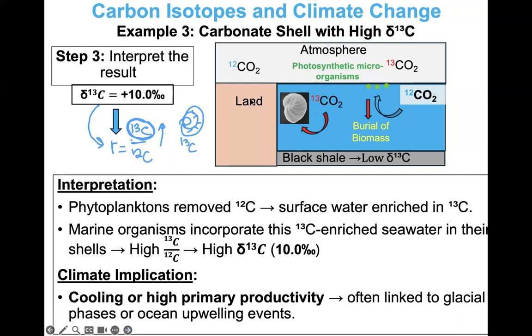Let's see here. Now we know that the plankton will remove C12. Why? Because they prefer carbon 12. They get buried and they form black shale. So if you remove C12, remember also we have here 13. Let me write with another color here.